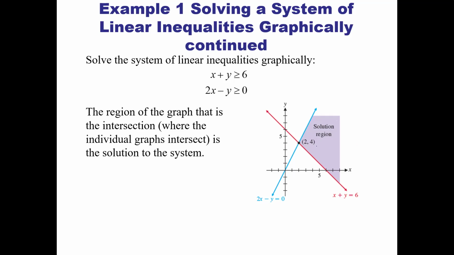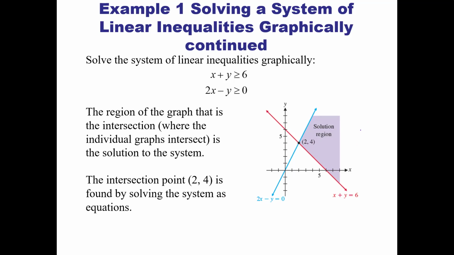And this point is going to be an intersection point. And so this is going to be kind of the only exact point we know, which is (2, 4). And so that's going to be that. And everything on that line, everything on this line, and everything out in this region out here is going to be the solution.